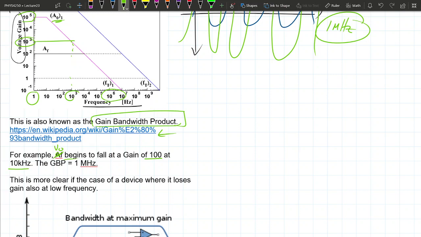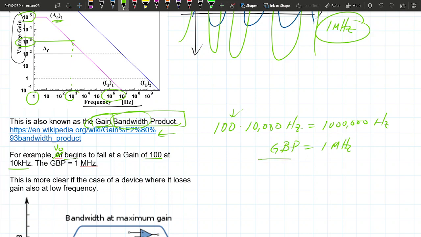So if you have a voltage gain of 100, and you can do that at 1 kilohertz, the gain bandwidth product is basically what it sounds like. You take the gain and you multiply the frequency to it, and then you get one number instead. So if I take a gain of 100 times 10,000 hertz, and multiply this together, I get a gain bandwidth product of 1 million hertz, or in other words, 1 megahertz.